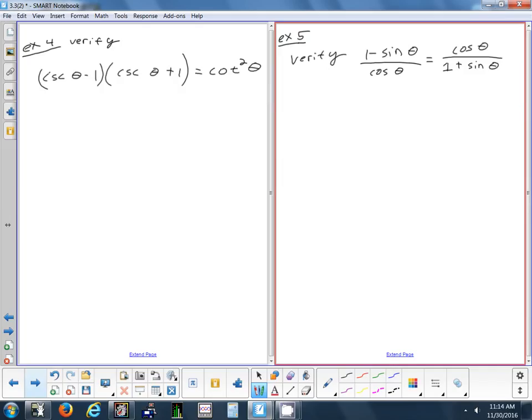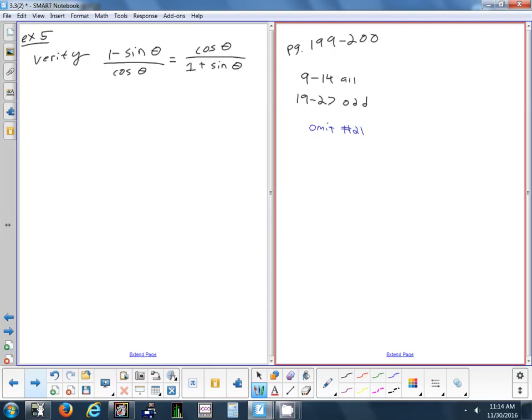Example 5, I'd say it's about the same. They both have fractions. They both have a denominator where you're adding something or subtracting something. It doesn't really matter in this case. Okay. And that's it.